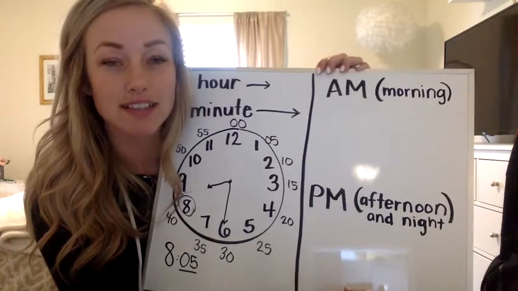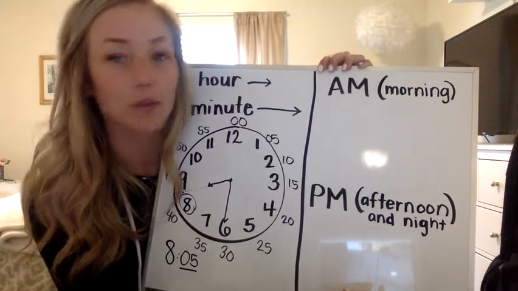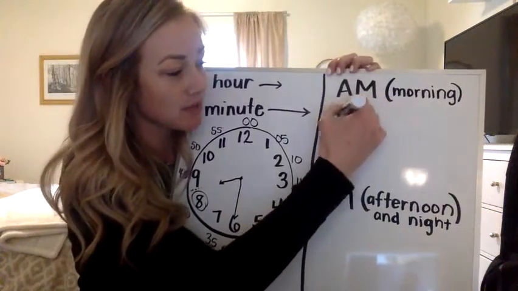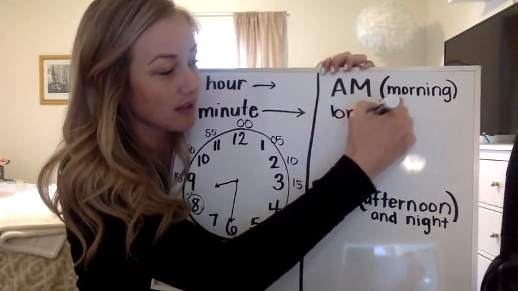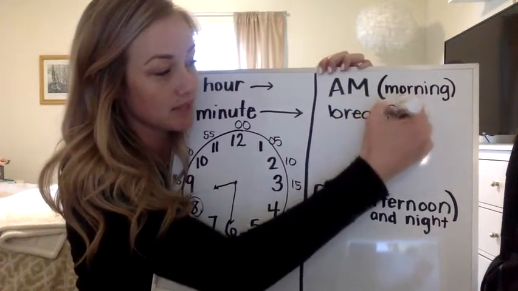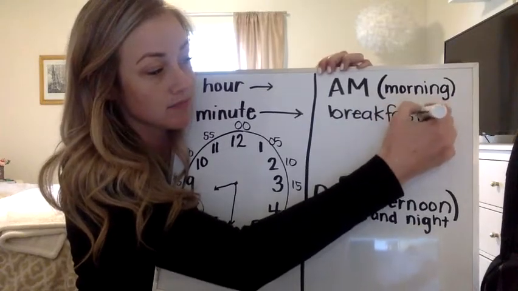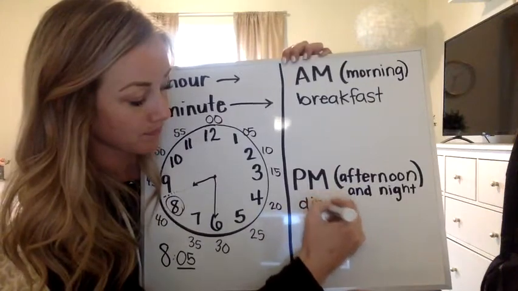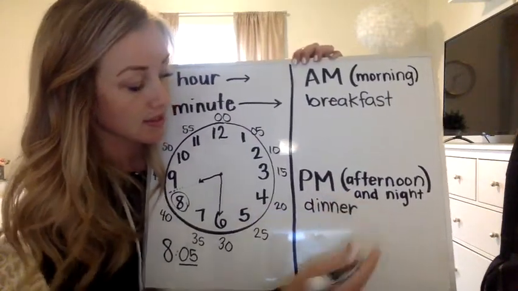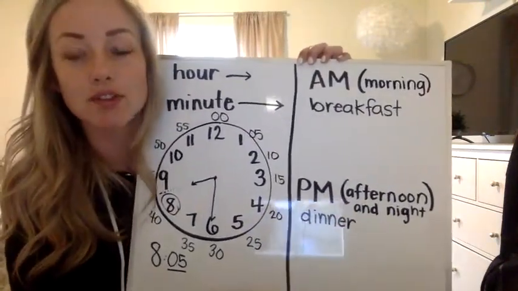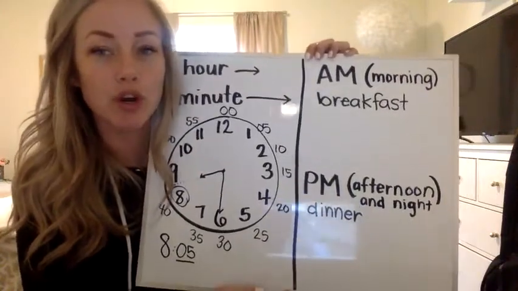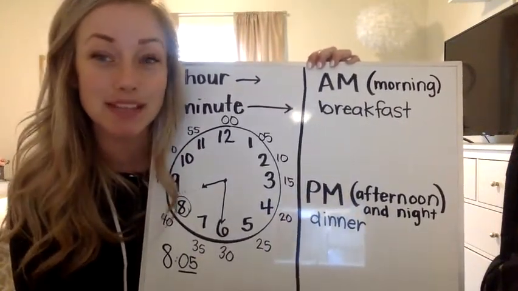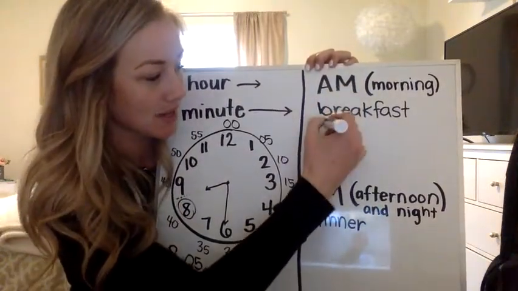So on your lessons, it's going to ask you questions like, when would you eat breakfast? That would be something in the AM. So breakfast is something that you have in the AM. Okay? Dinner would be something that you would have during PM. Okay? If it says, when would you go to school? If we were still going to school, that would be in the morning. So that would be in the AM, right?